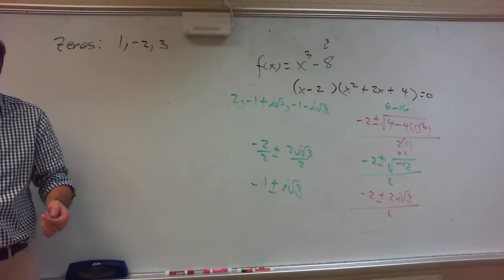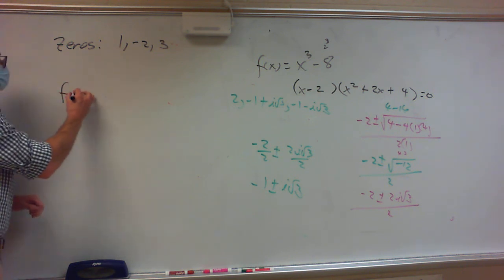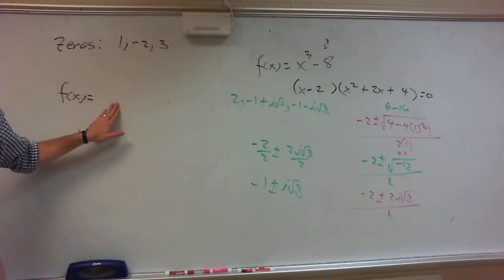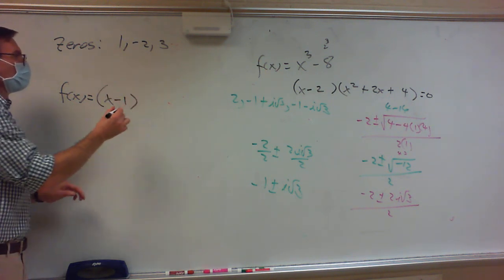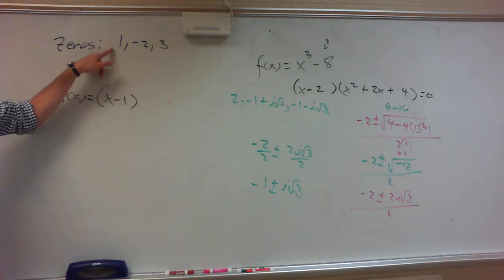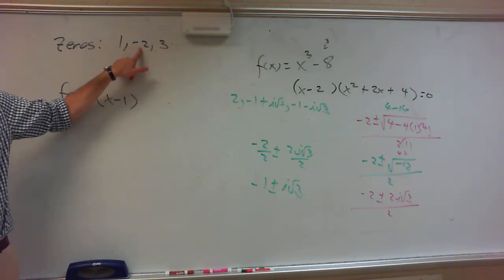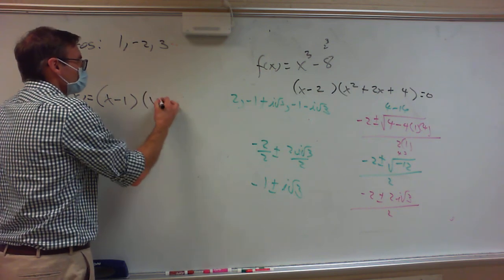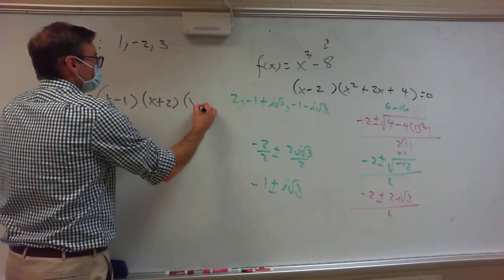Here's how I want you to think about it. If 1 is a zero, you can do x minus 1. We did this when we were graphing. So if 1 is a zero, x minus 1 is going to be here. If negative 2 is a zero, we get an x plus 2. And if 3 is a zero, we get x minus 3.